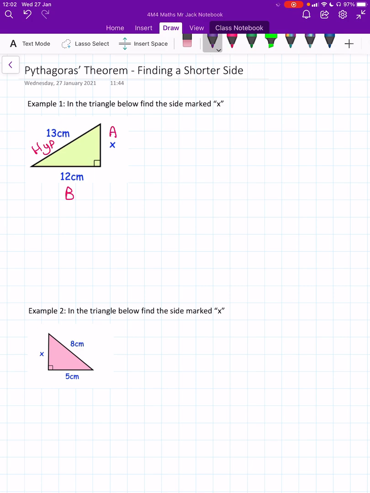Once we've done our sketch, once we've labelled it correctly, we write down Pythagoras' theorem, which says hypotenuse squared is equal to a squared plus b squared.